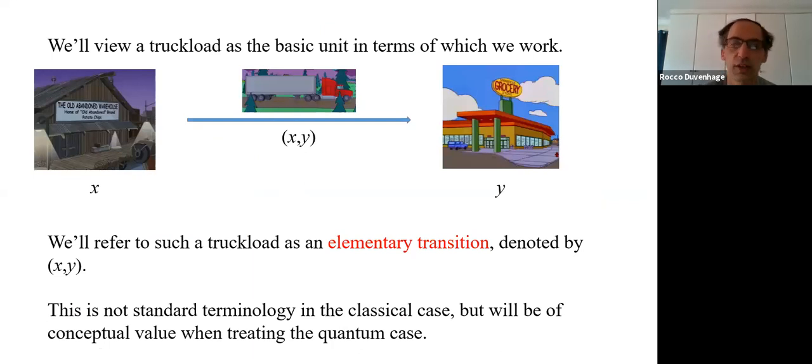And I'll view such a truckload as, in a sense, a basic unit or a minimum unit in terms of which we'll work. So I'll call that an elementary transition. Now, this terminology is not actually standard in classical optimal transport, but it's a useful concept in terms of which to think when we move to the quantum case. But that's the basic picture. You think in terms of basic units of goods, in this case, going from some warehouse to some shop. So that's the simplest way to explain what is happening.